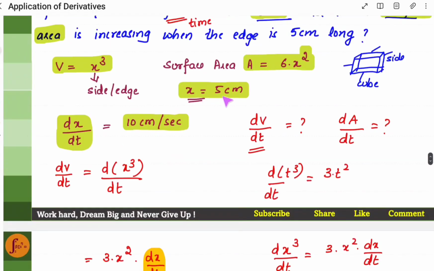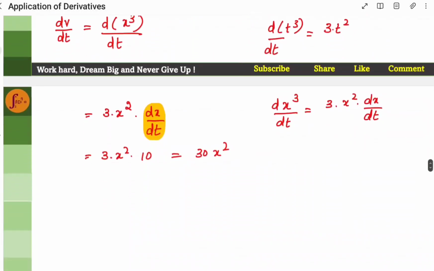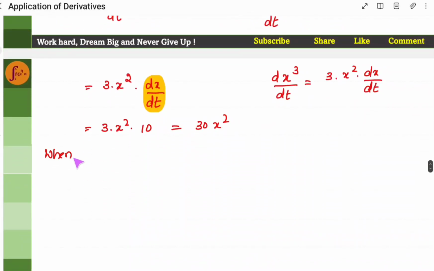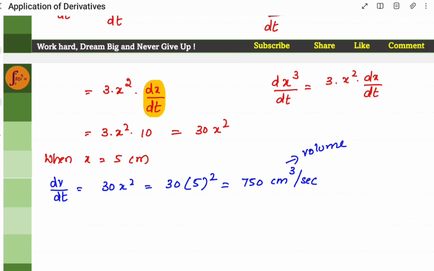They have given x is 5 centimeter, right? We have to find how fast the volume is increasing when the edge is 5 centimeter. Edge, x, is 5 centimeter. So when x is equal to 5 centimeter, dV by dt is equal to 30x square. 30 into, instead of x, I'll put 5 square. So I'll get 750 centimeter cube. Why cube? Because it's volume. Volume is always in cube and with respect to time.